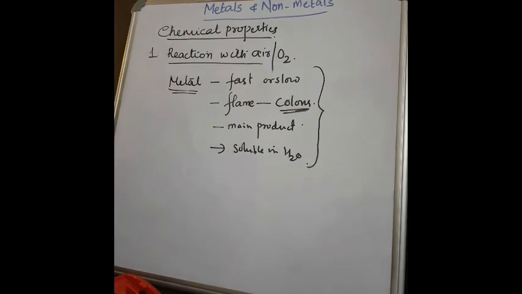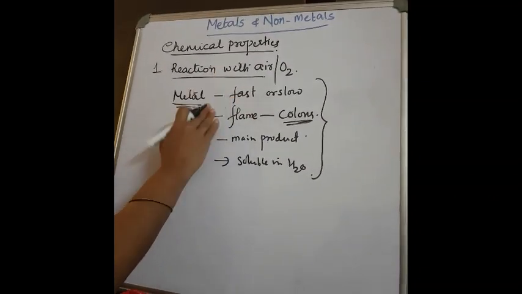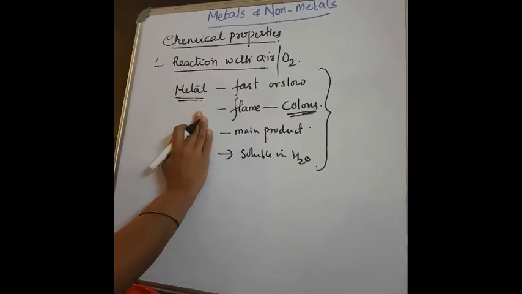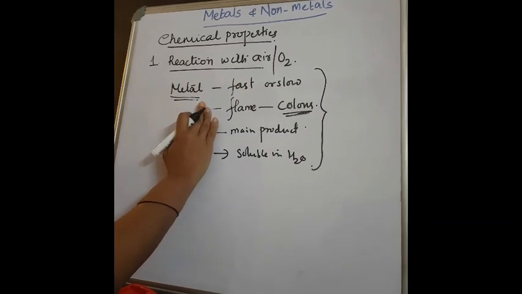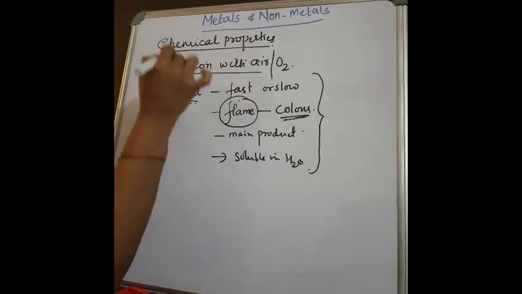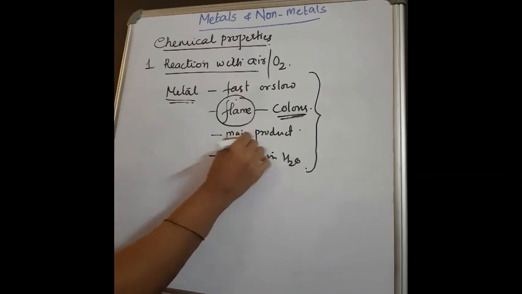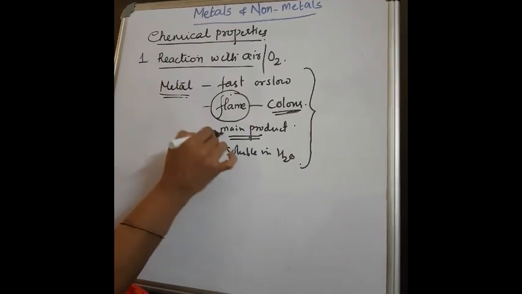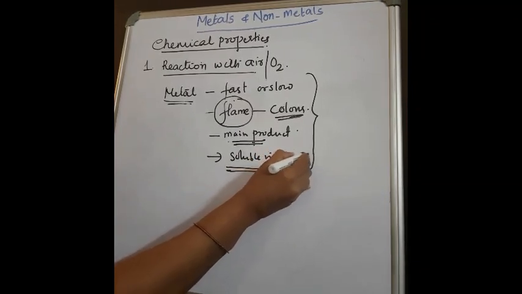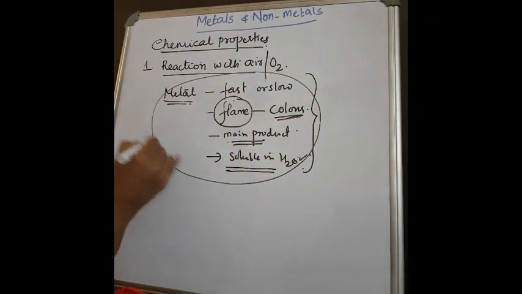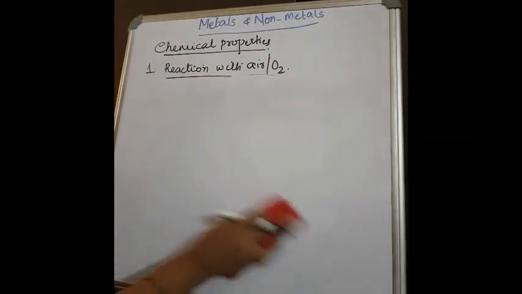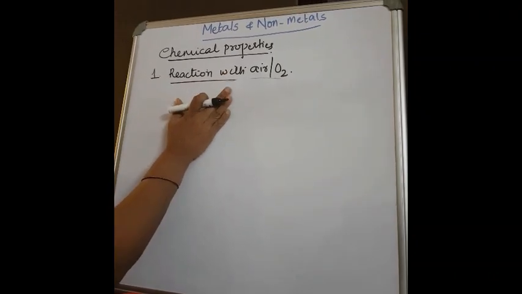If a reaction is fast, it means the reaction is violent. When the metal reacts with oxygen, the rate of the reaction is very fast. But some reactions are very slow. In some metals, there is a colored flame. Then, what is the main product of the reaction with air or oxygen? And is that oxide soluble in water or not? Keeping all these points in mind, we can determine the reactivity of certain metals when they react with air or oxygen.